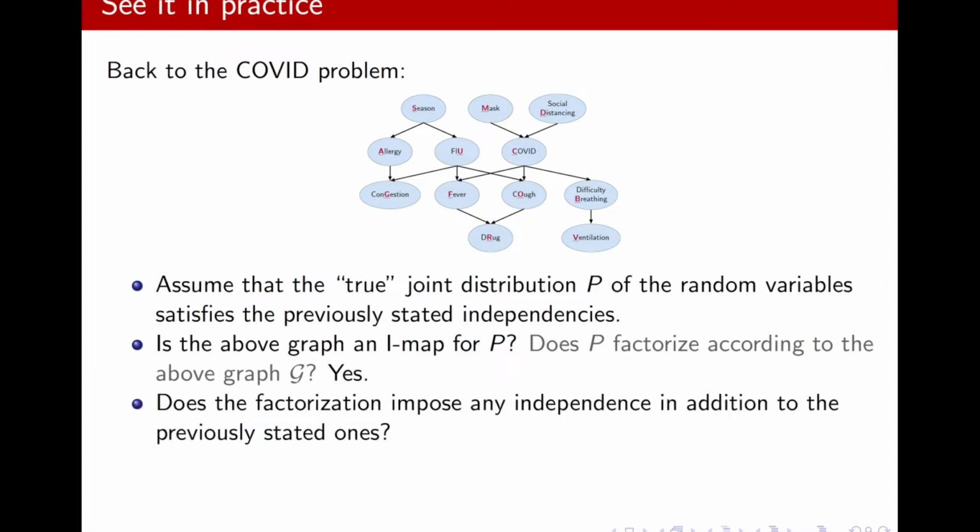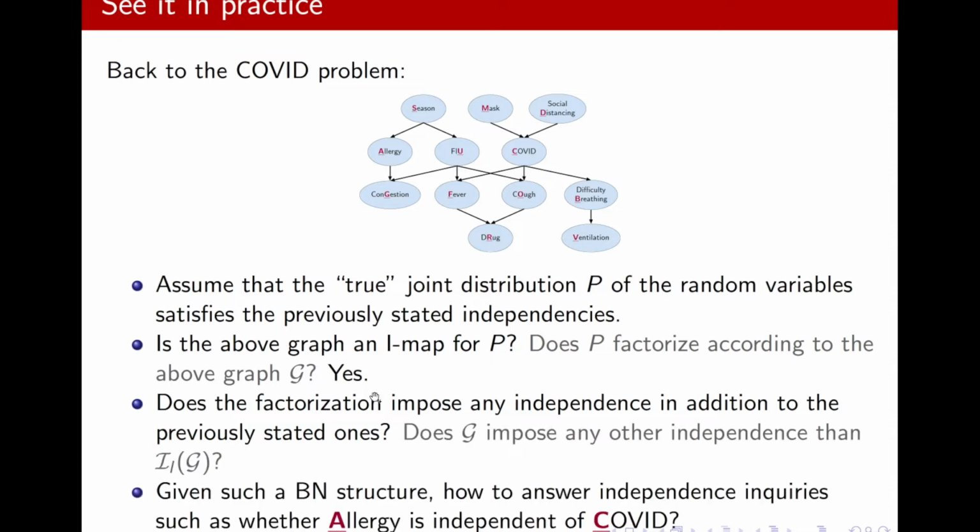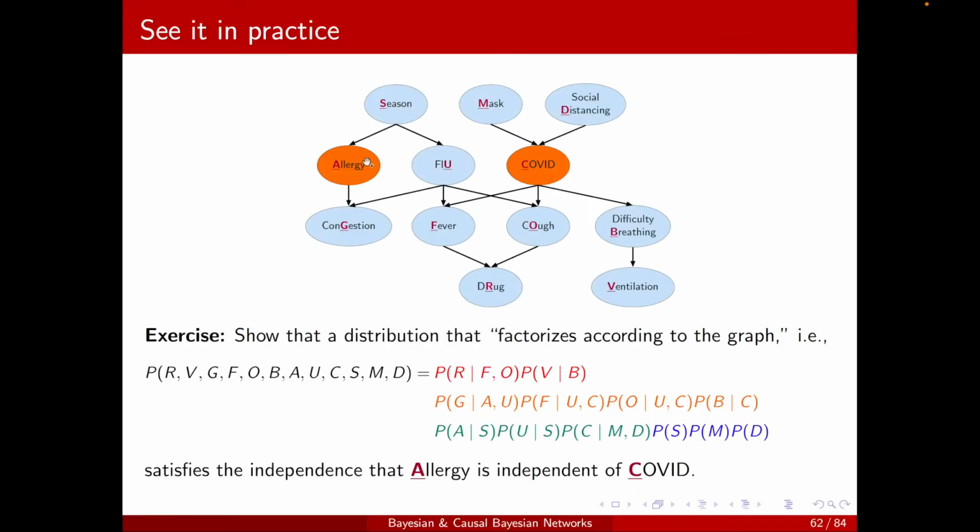Now here's another question. Does the factorization, according to this graph, impose any independence in addition to the previously stated ones? So, what do I mean by that? All the previously stated independencies were local, like fever conditioned on its parent was independent of its non-descendants, right? And cough conditioned on its parent COVID was independent of its non-descendants, and so on. But what about, say, allergy and COVID? Allergy and COVID, shown in orange here, are they independent? How can we answer such a question?